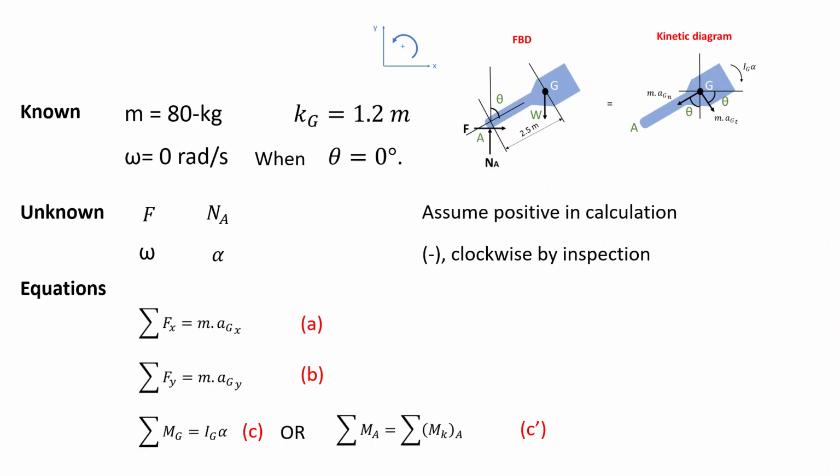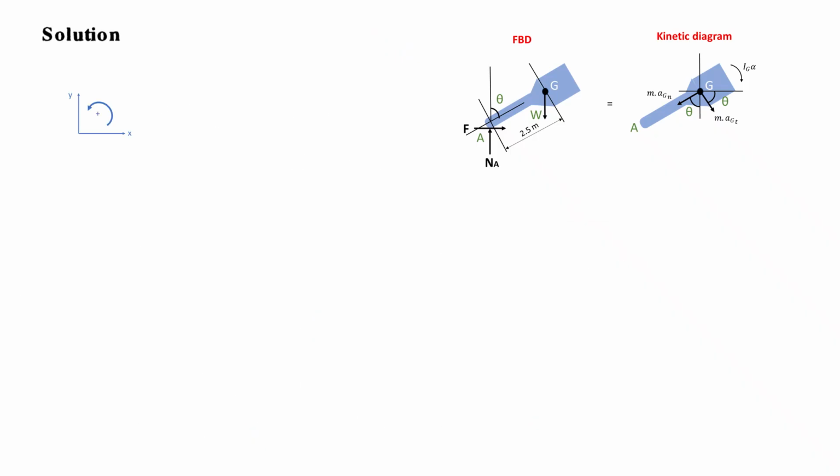axis, and finally the moment around the point G is going to be equal to the Ig multiplied by the alpha, or the sigma of the moments around the point A is equal to the sigma of the moments around the point A in the kinetic diagram. So we start solving. Starting again with the free body diagram and the kinetic diagram, we first do the calculation for the magnitude of the accelerations we have there.